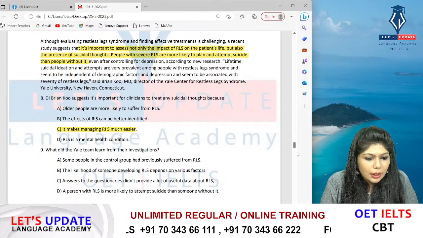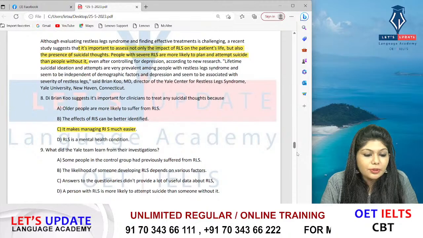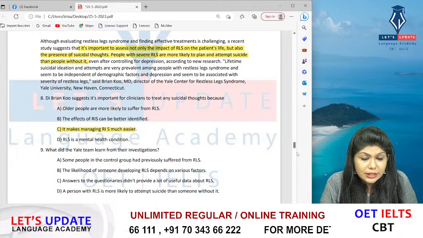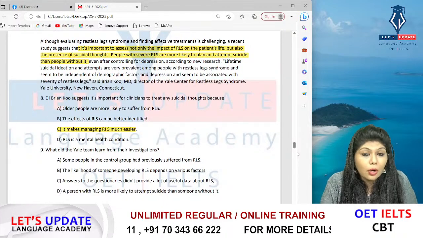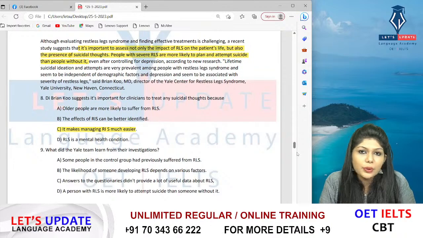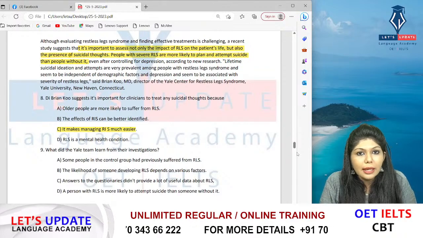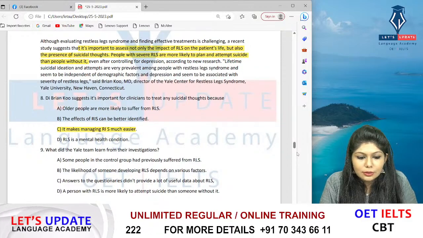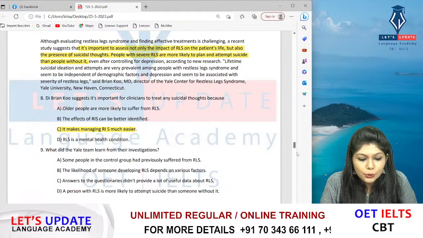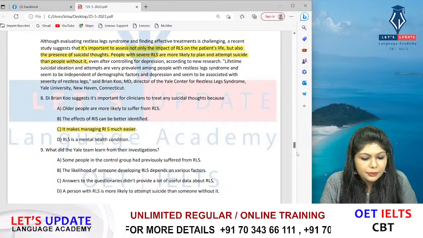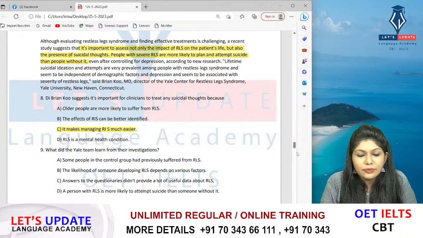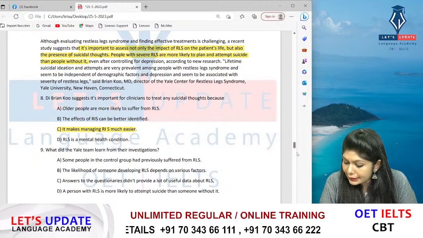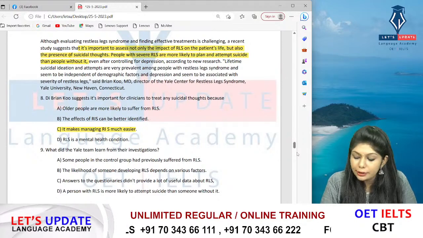When you have two questions from the same paragraph, what you need to remember is that the first question will be from the earlier part or the top part of the paragraph, and the second question will most likely be from the lower part of the paragraph. So this belongs to the lower part of the paragraph. They are hinting at something that the Yale team learned from their investigation. What do you think is the correct answer? Please respond in the comment section in Facebook.